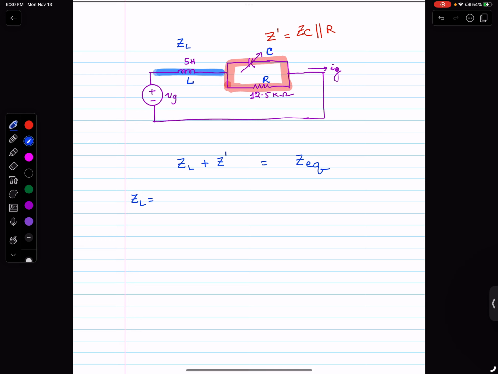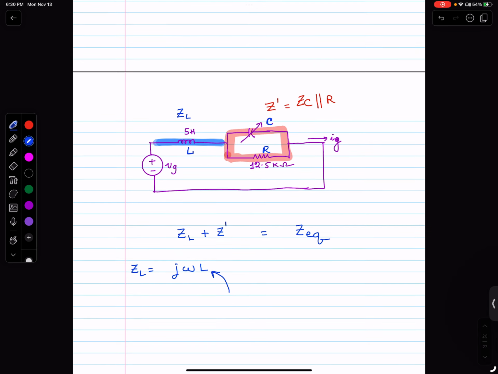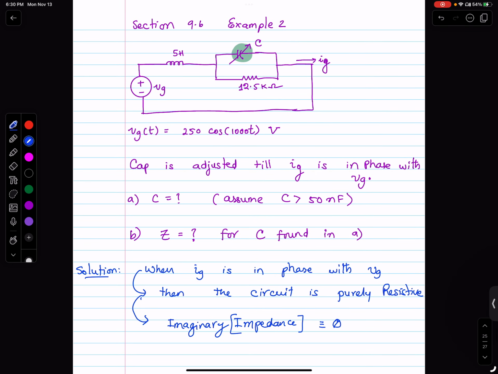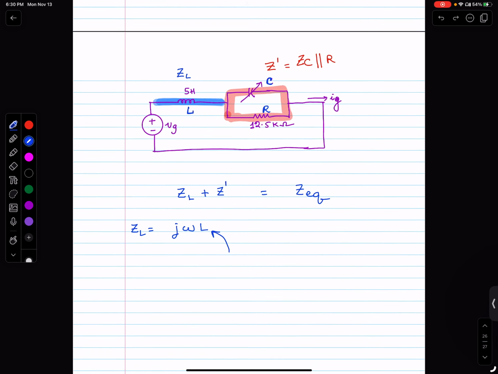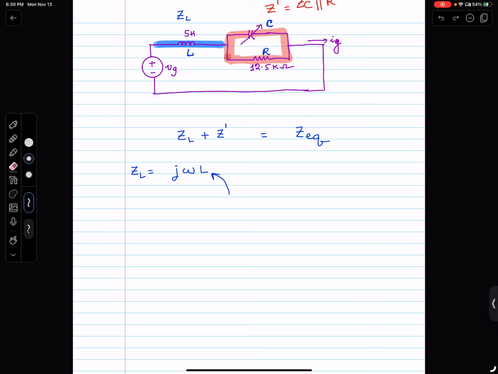Okay, that said, let's write the expression for ZL then. ZL is pretty straightforward, j omega L. We know the value of L because it's given to be 5 Henry. We know the value of omega, don't we? We do know the omega value, but for now we are not going to substitute. We'll just leave it as is. Okay. Then let us find ZC. What is ZC? Okay, ZC is 1 over j omega C. Right? We know 1 over j omega C.